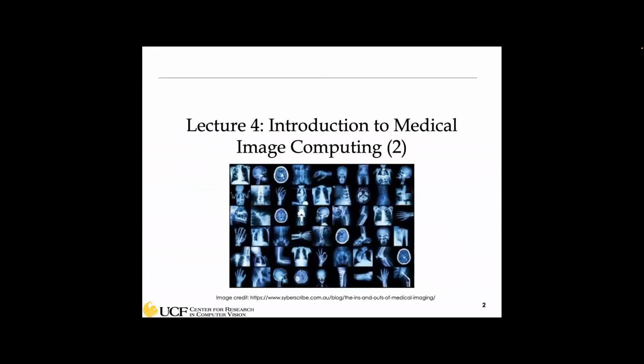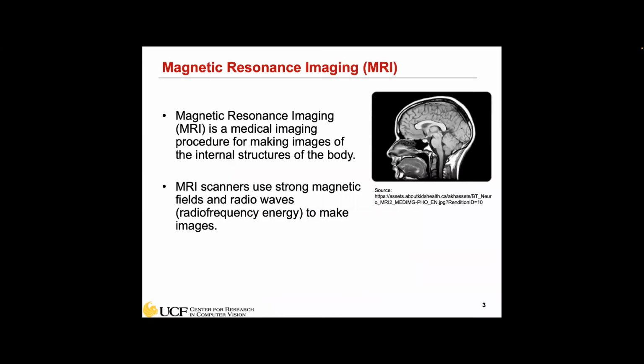So today we'll continue talking about a couple of common imaging modalities. Last lecture, we introduced X-ray, ultrasound image, and also computed tomography, CT. Today we'll talk about another very common imaging modality, specifically MRI. Magnetic resonance imaging, MRI, is a medical imaging procedure for making images of the internal structure of the body, okay? Just like CT and X-ray, you want to see the internal structure of the body, okay?